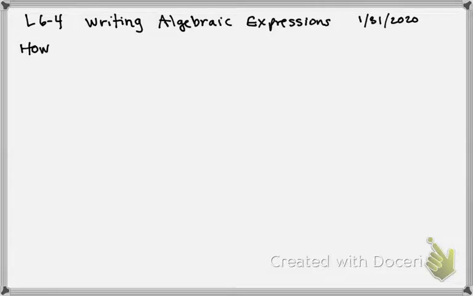Now remember, we talked about an algebraic expression in yesterday's notes. It's an expression, meaning it has no equal sign, it has math going on, and it has numbers and variables. Now you're going to read words and you're going to translate it, okay? So how to write an algebraic expression.